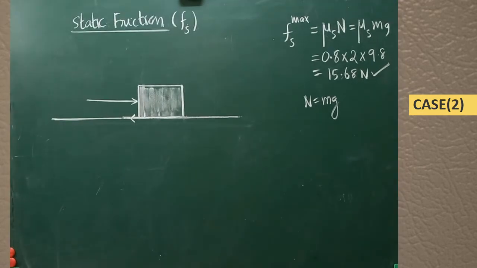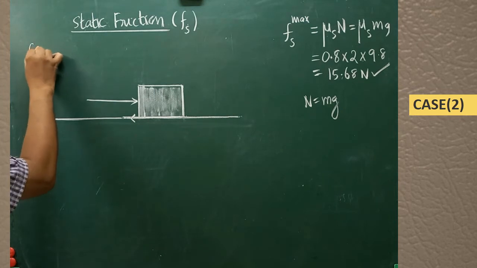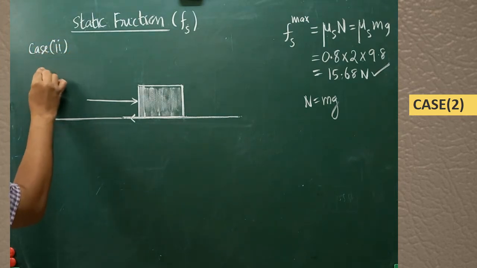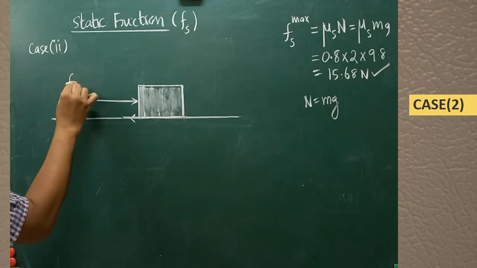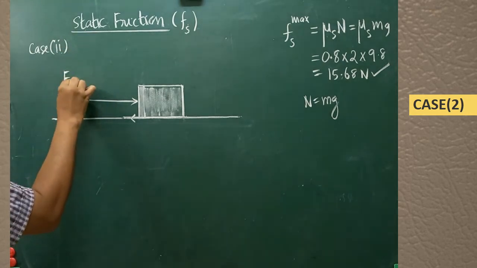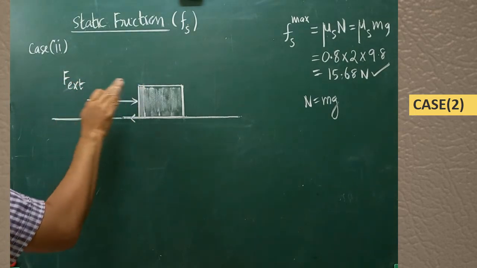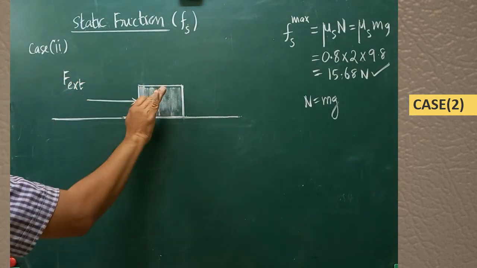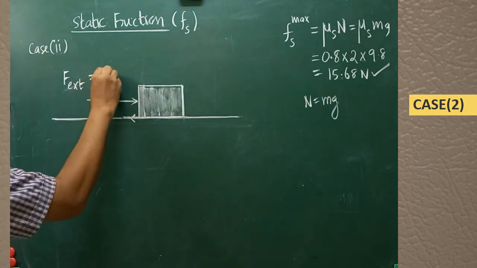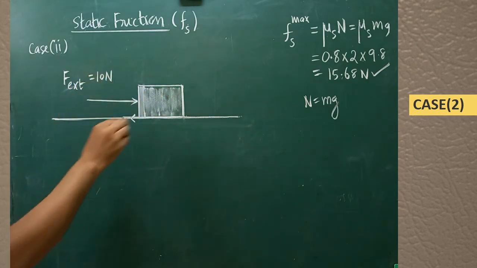Now we are going to learn the second case. Now I am going to apply an external force, written as F external. In case 2, some amount of force is acted upon the body to move it. Let us imagine I am applying 10 Newton externally to move the object.